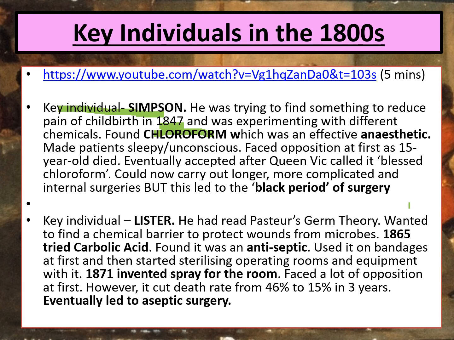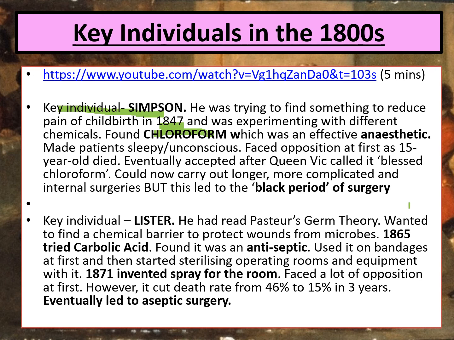However, it did take a long time for it to get accepted, although it was helped by people like Queen Victoria. One of the reasons why people didn't like it at first is it was still difficult to get the dosage right. And there was actually a death of a young girl called Hannah Greener, who was only 15 years old when she died after having an operation on her toenail. And so obviously people were then worried that might happen to them as well if they used this new drug.